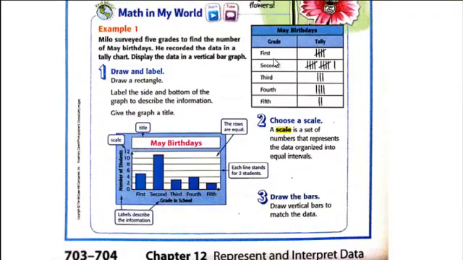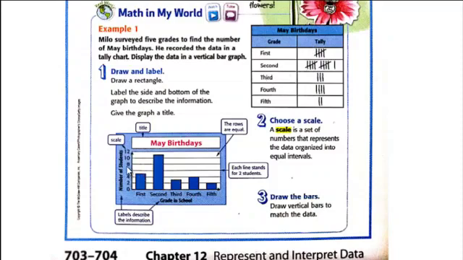Here, this is called a tally chart. This tally chart is divided into 2 columns. The first column is called grade: first, second, third, fourth, fifth. And the second column is called tally.